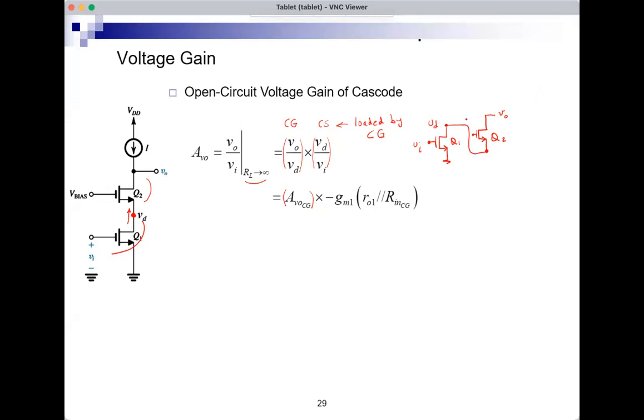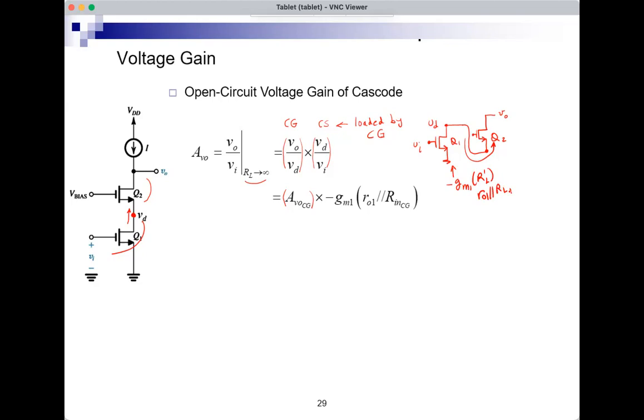So the input resistance of the next stage here would be the load on the first stage. This is something we're familiar with: if I have two stages, the input resistance of stage 2 would be like an RL on stage 1. All right, so the gain of the common source of Q1 would therefore be minus GM1 R'L, where R'L is RO1 parallel with RL on stage 1.